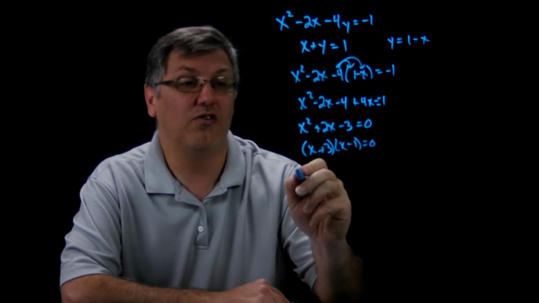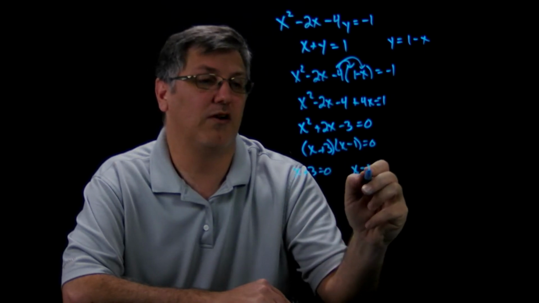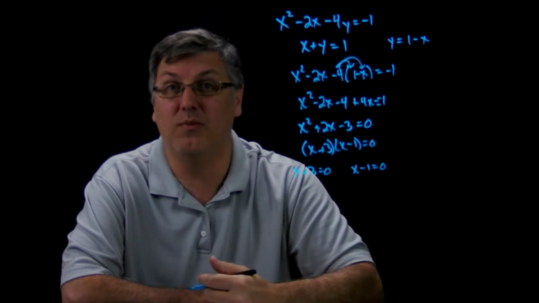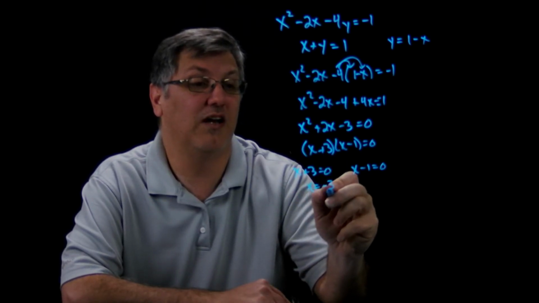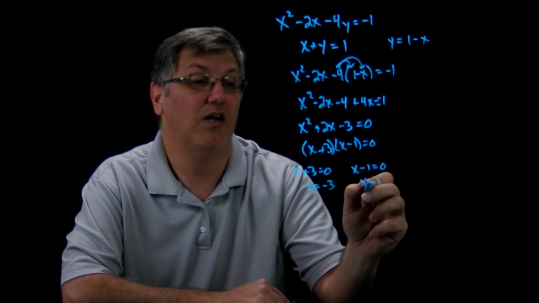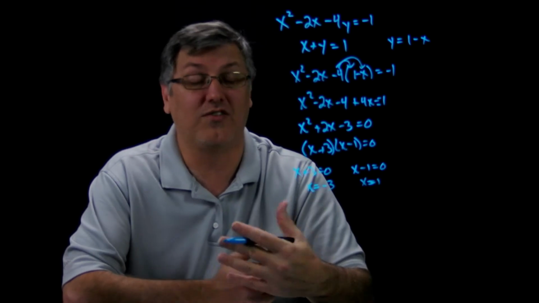From here, use your zero product property. x plus 3 equals 0, x minus 1 equals 0, by setting each factor equal to 0. We just simply solve, and we can see that x is going to be -3 and x is going to be 1. So there's actually two places where the line is going to intersect this parabola, which actually makes sense.